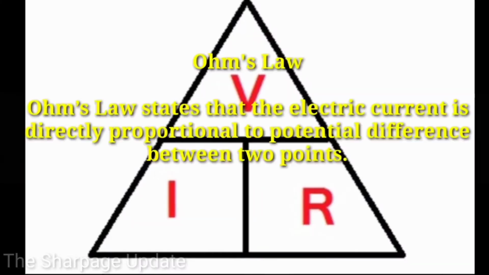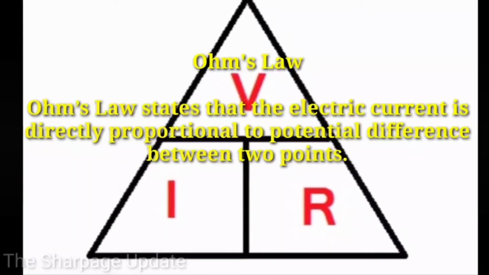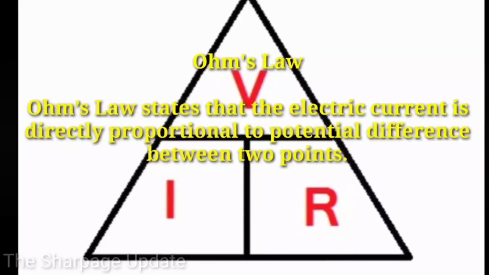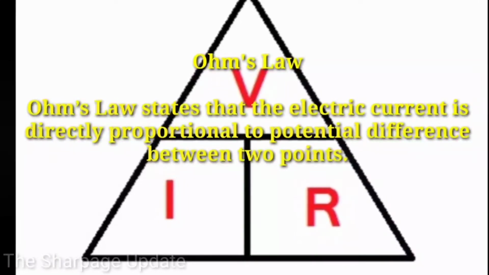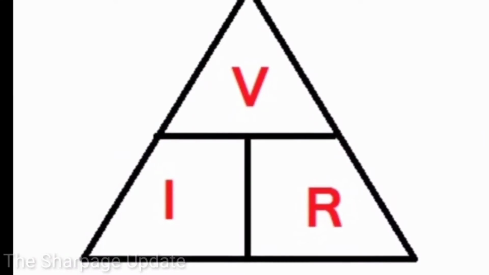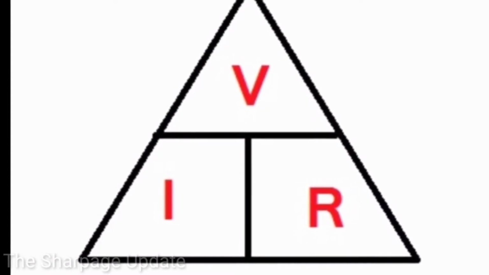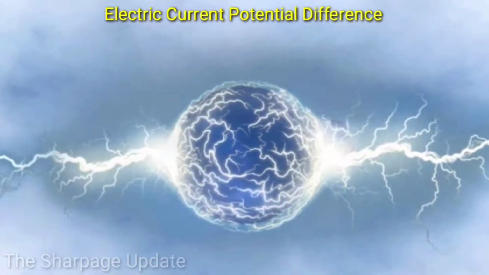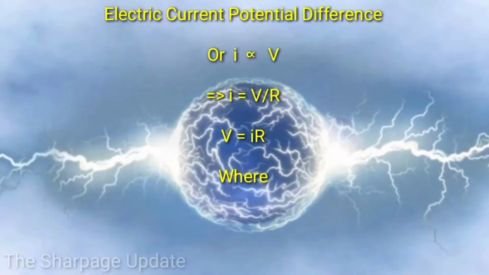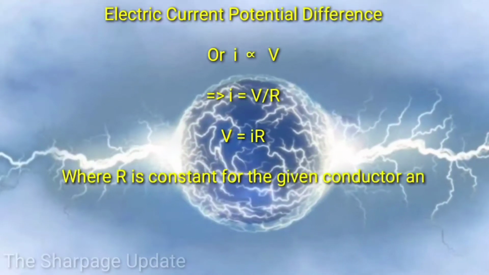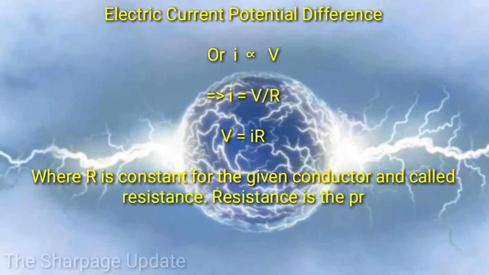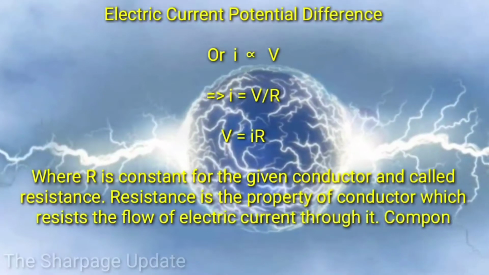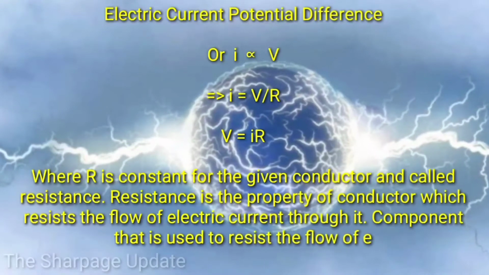Now we will study about Ohm's law. Ohm's law states that the electric current is directly proportional to the potential difference between 2 points. Now let I be the current and V be the potential difference, as I is directly proportional to V. To remove the sign of proportionality, we use a constant. So R is a constant for the given conductor and is called resistance.